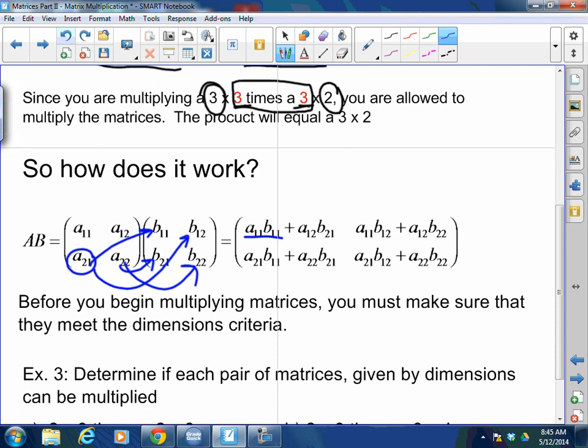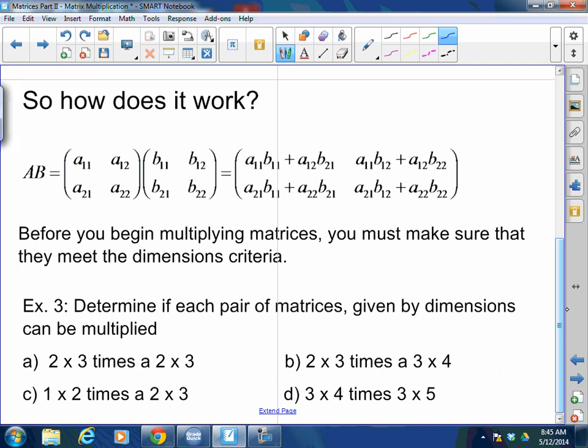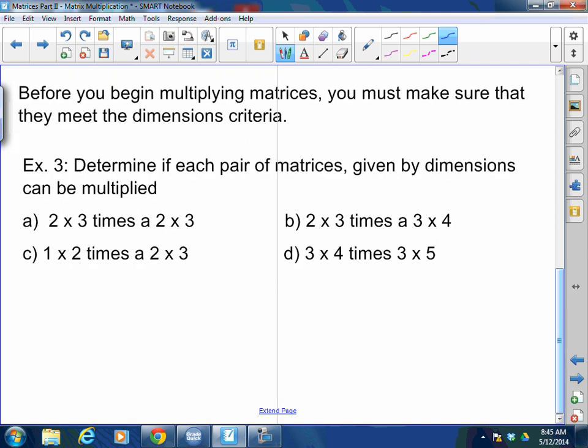Okay? Let's show you a real example so it can make a little bit more sense. Before you begin multiplying matrices, you must make sure, though, that the dimensions are correct. You got to make sure that they can be multiplied. So before we actually multiply them, let's just practice that real quick. Determine if each pair of matrices given by the dimensions can be multiplied.